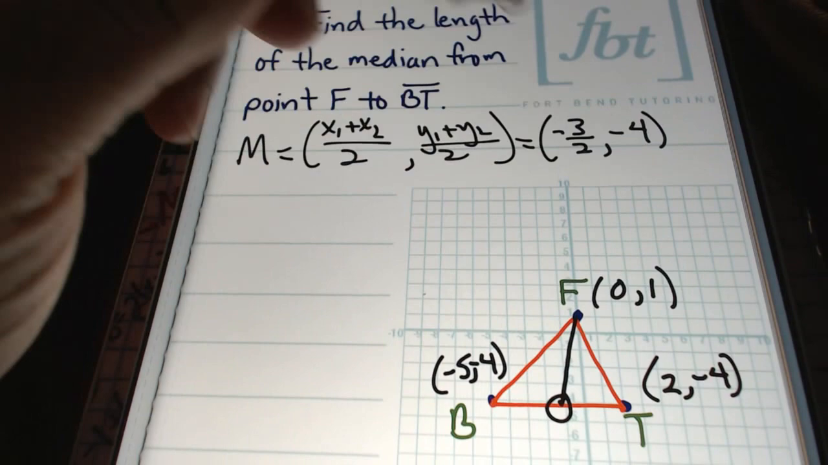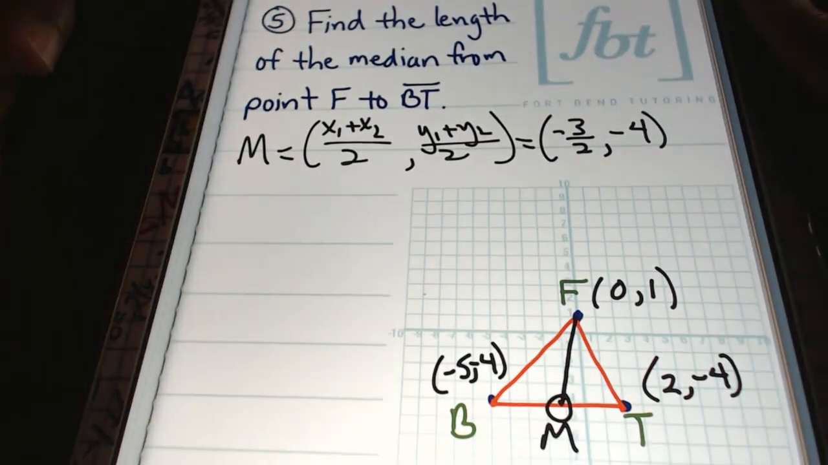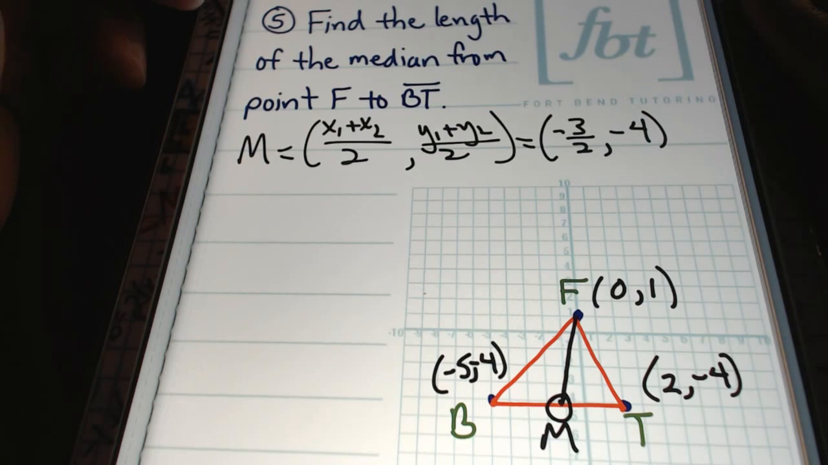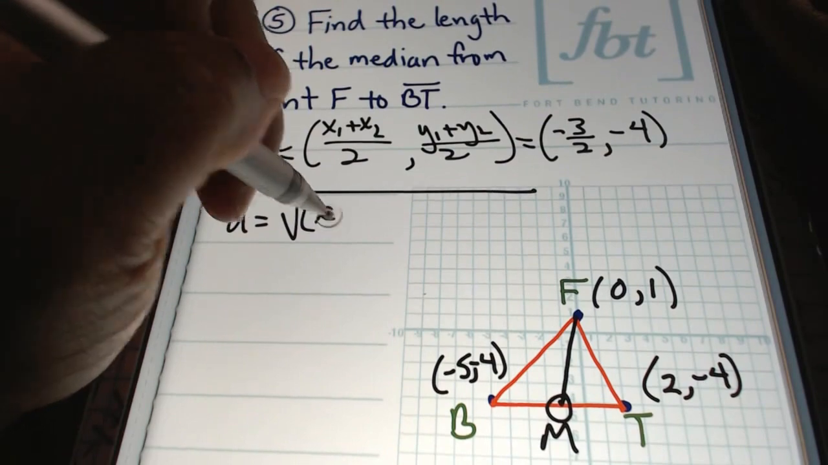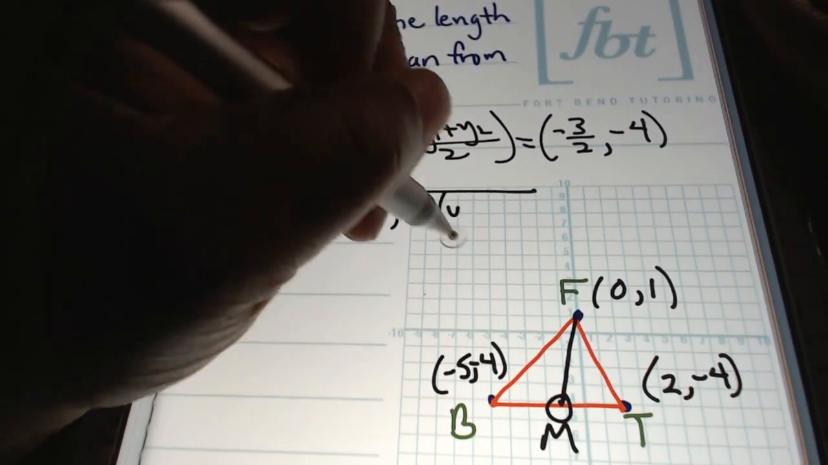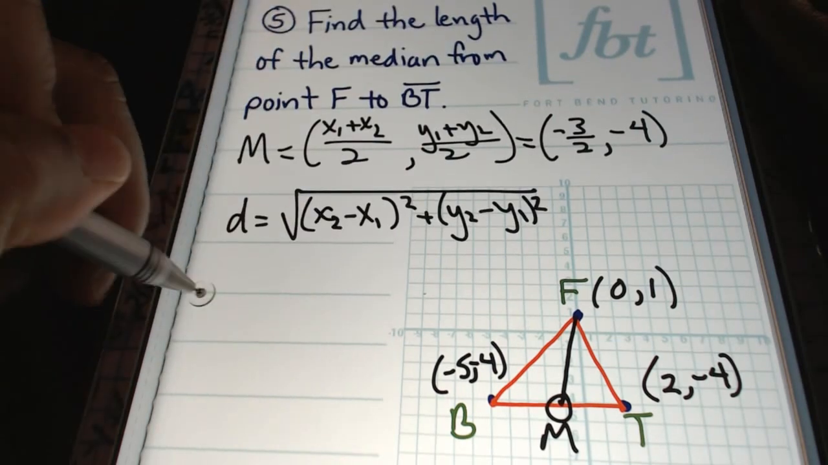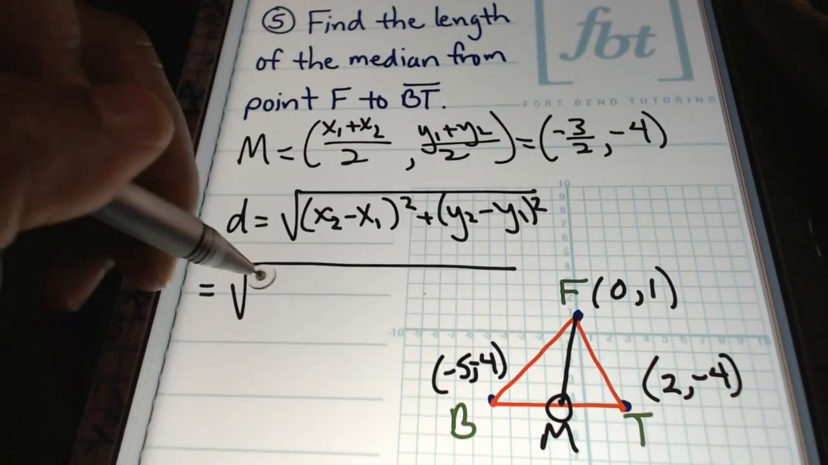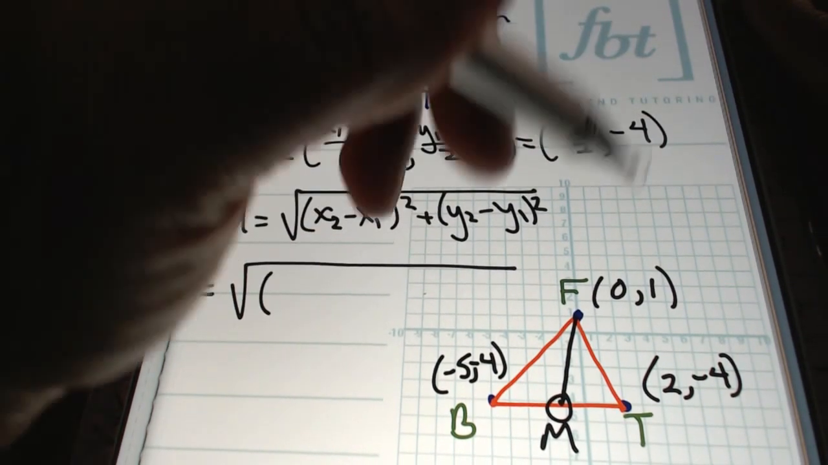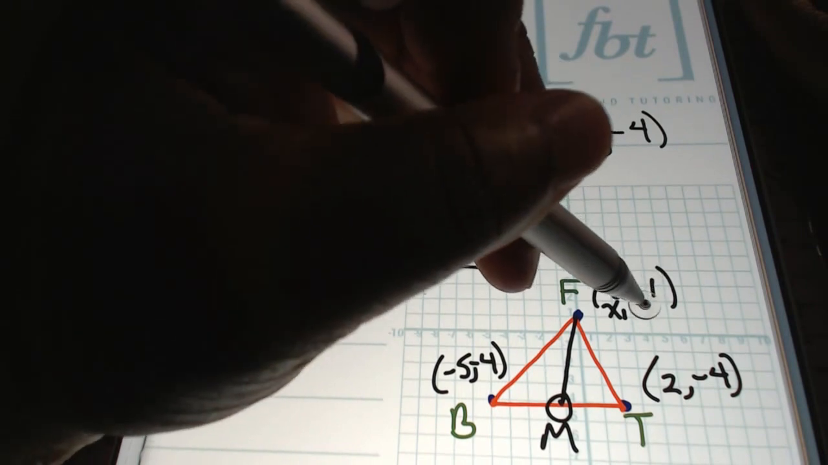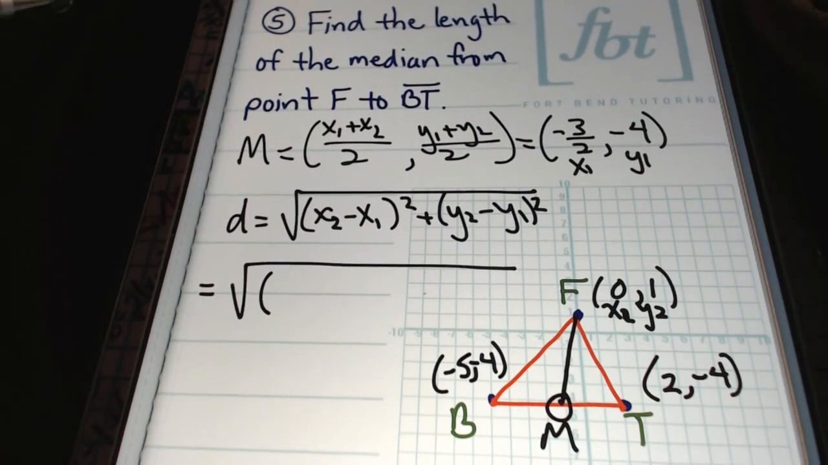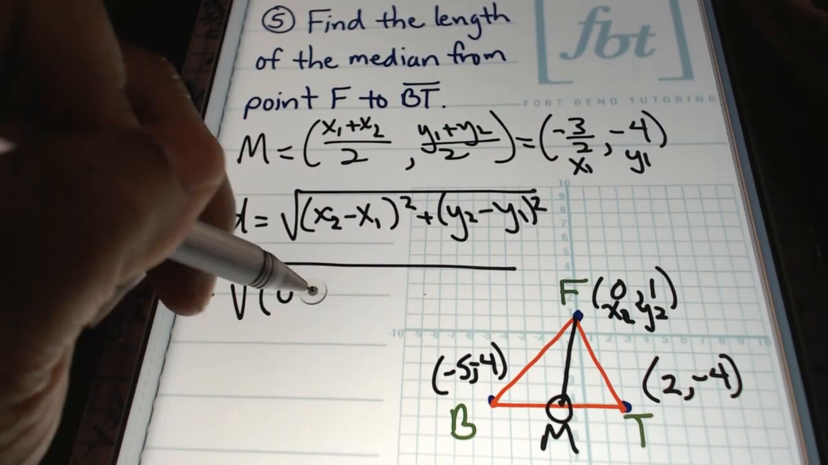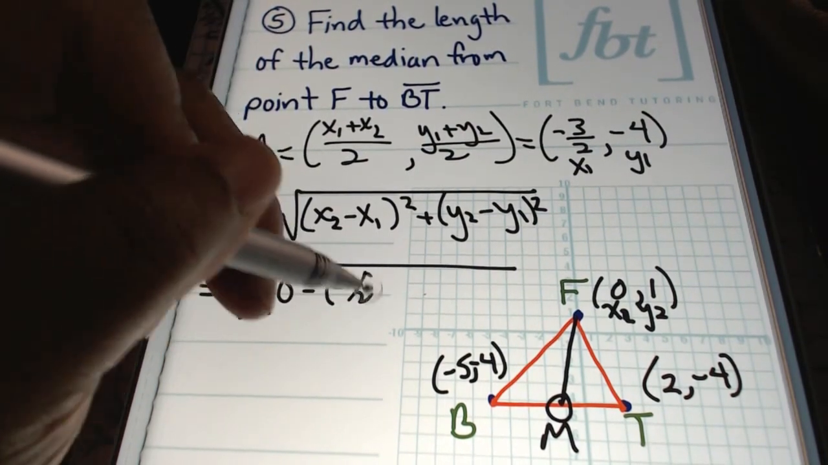Okay, so now we'll be able to utilize the midpoint here, which we'll call point M, the midpoint of BT. We're going to use this and point F in our distance formula to find the result. The distance formula, once again, is the square root of x2 minus x1 squared plus y2 minus y1 squared. Plugging in our results, we'll say that x2, y2 is our F point, and our midpoint, point M, is x1, y1. So we'll have x2, which is 0, minus this -3/2 here.